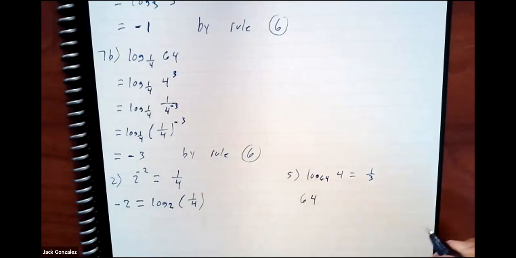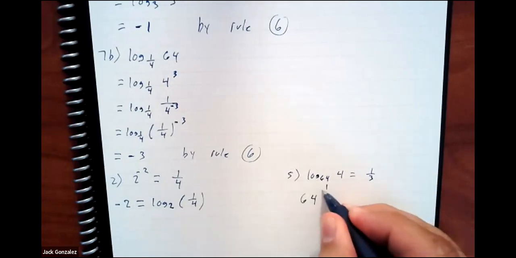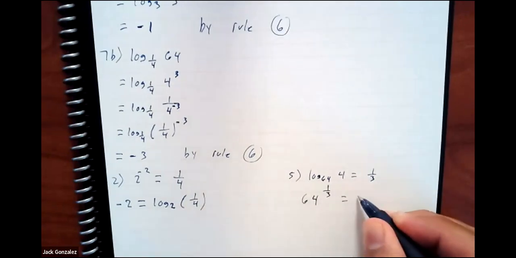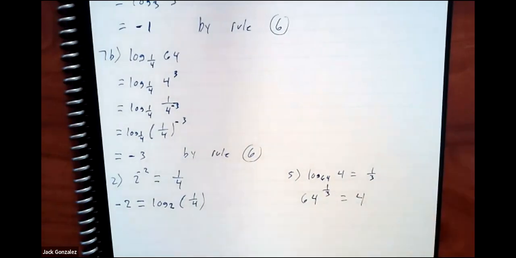Base 64 raised to this power equal to 4. Log base 2 of 1/4 equals -2. Would that be wrong? Yeah, that's fine. Same thing. Either one.